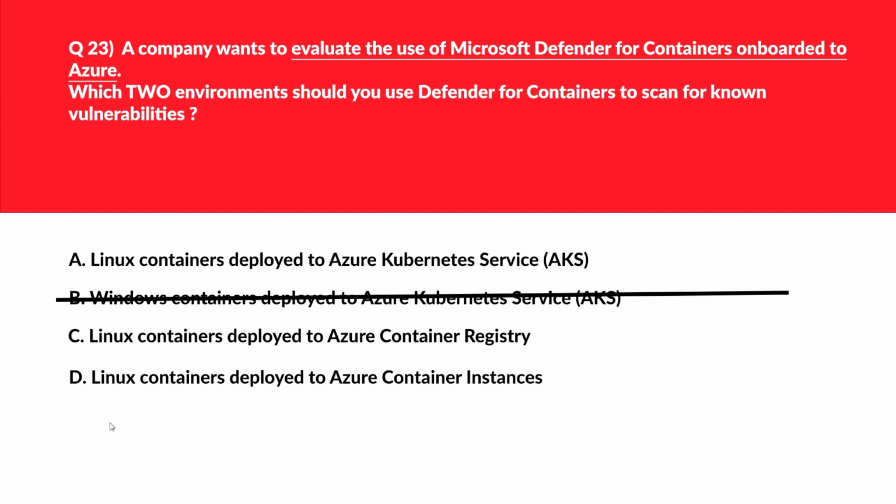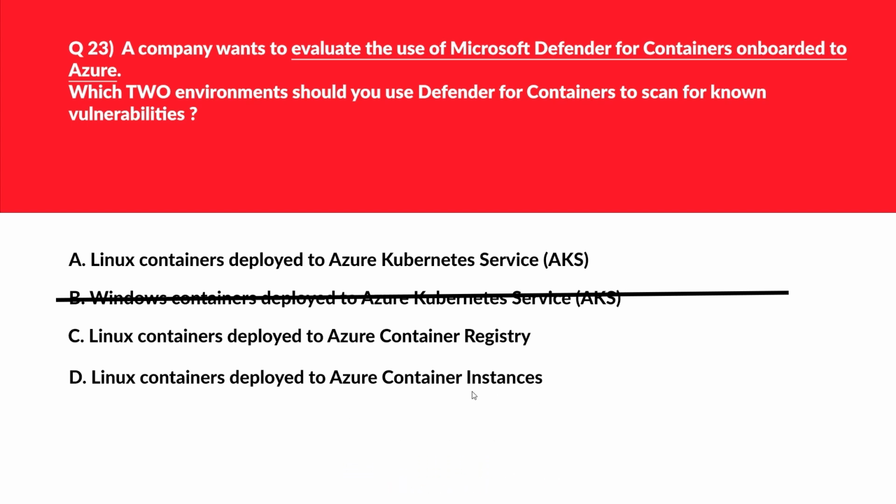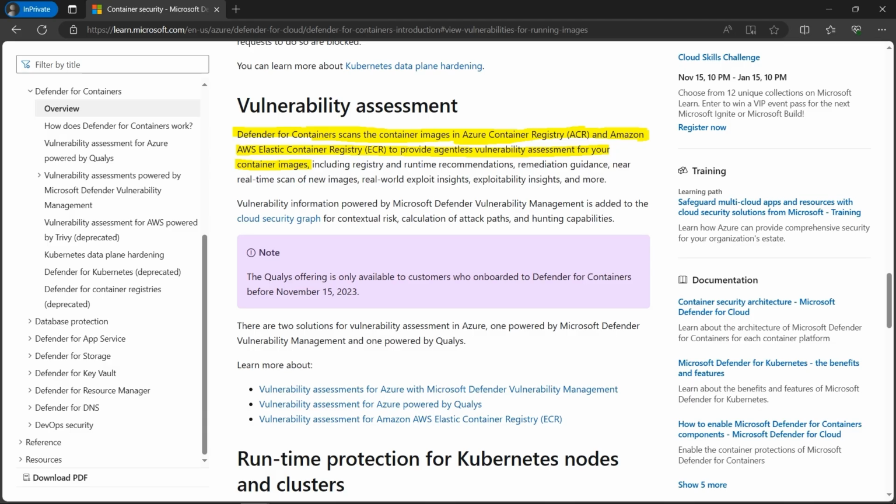Let's now look at option D. D says Linux containers deployed to Azure Container Instances. Defender for containers only supports Azure Container Registry and doesn't support Azure Container Instances. Therefore, this looks incorrect.